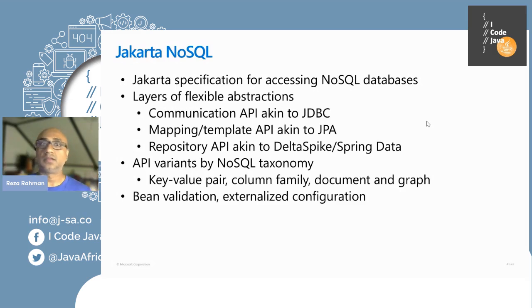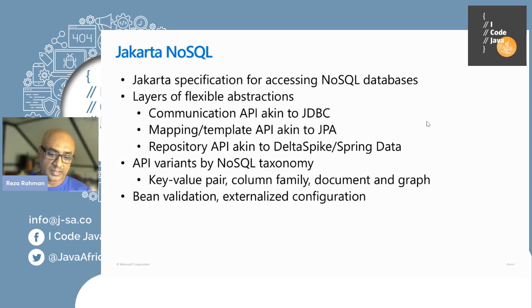So again, multiple layers of abstraction, and then multiple flavors of the API, but not many, just four different flavors, each mapping to the larger-scale taxonomy of NoSQL databases. That's how Jakarta NoSQL works.